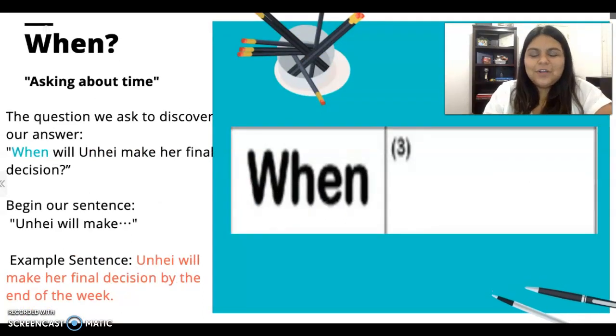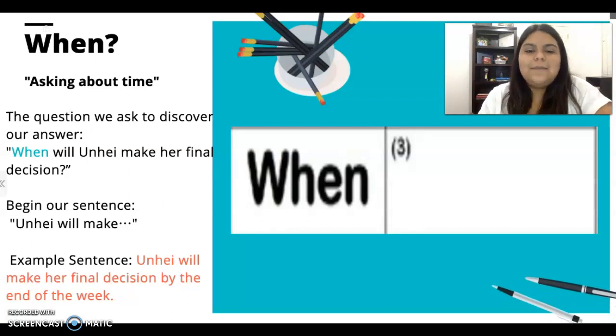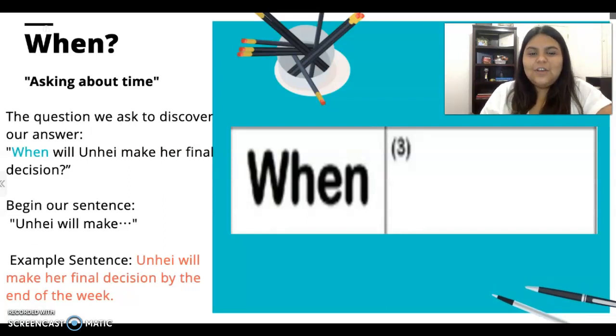The next box we're going to be working on is our third one, and it's answering the when. And when we answer about when, it's about asking about time. The question we ask to discover our answer is, when will Eunhae make her final decision? So we begin our sentence with, Eunhae will make, and my example sentence says, Eunhae will make her final decision by the end of the week.